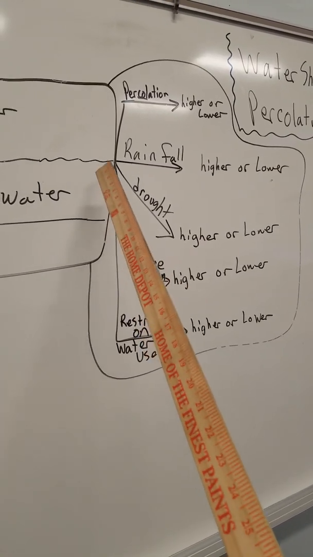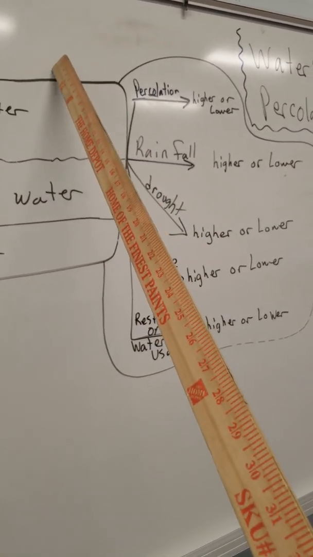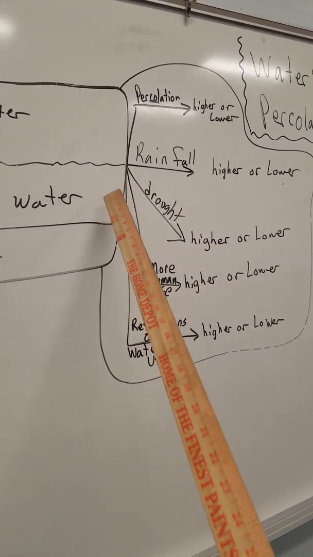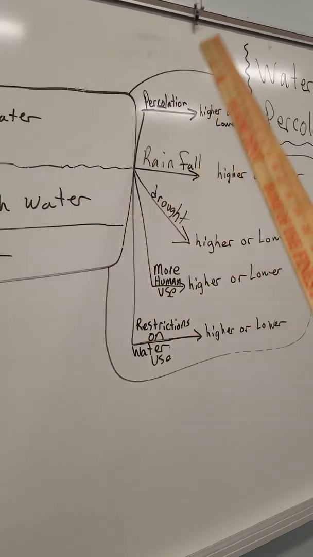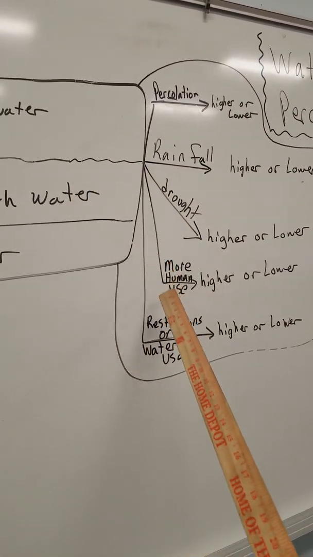More human use. So 50 more people come and build houses up here. They all dig wells down to the aquifer, and they all start pumping water out. Is that going to make the water table go up or go down?